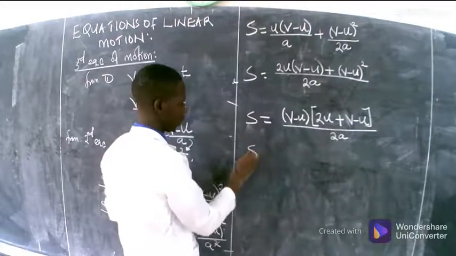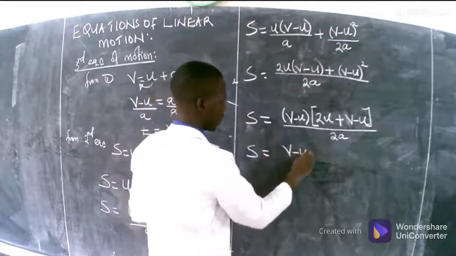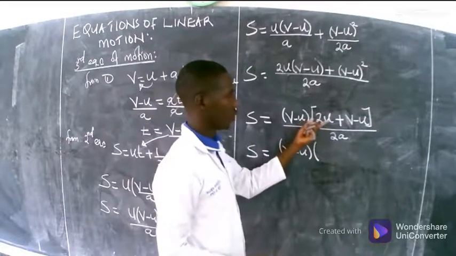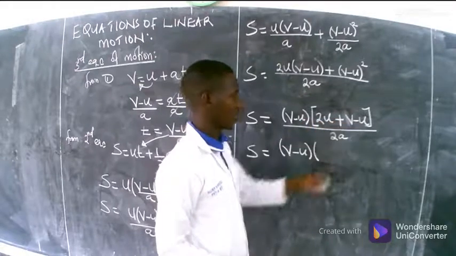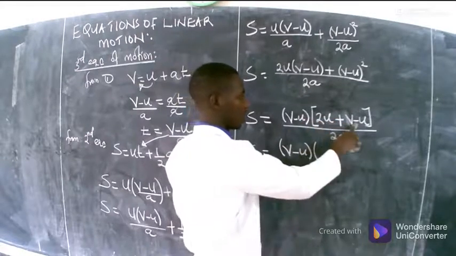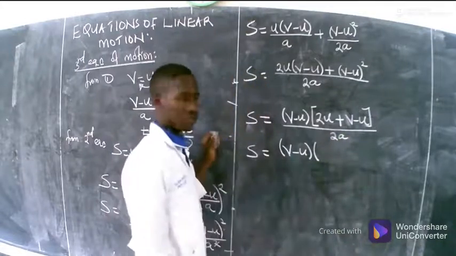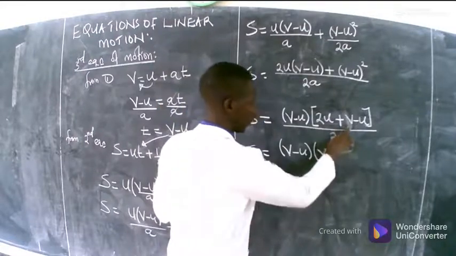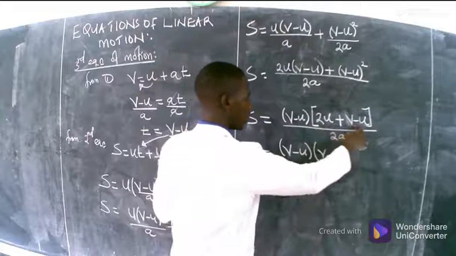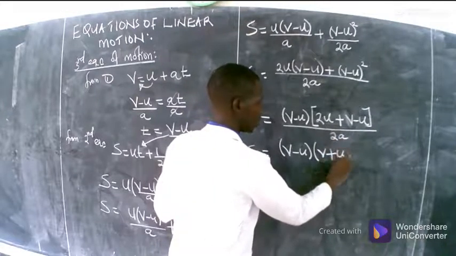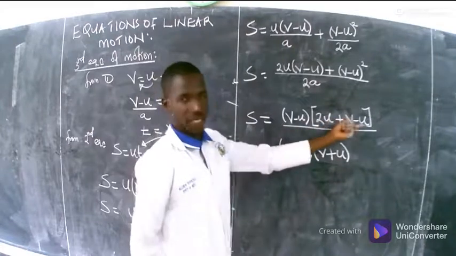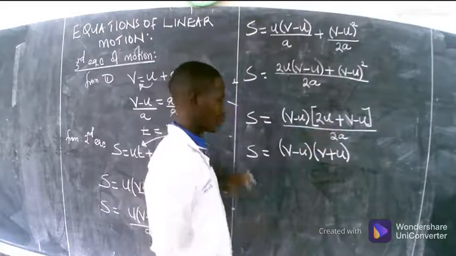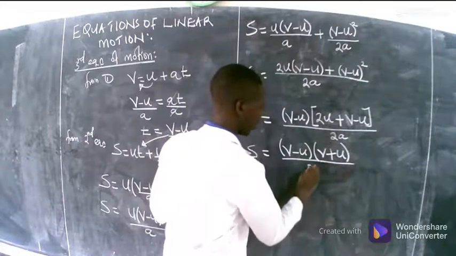So s is going to be v minus u into, now this is 2u plus v minus u. First of all, 2u will be reduced by u. So when you reduce 2u by u, you remain only with u. So here we shall have v, first of all, then 2u minus u, it is just u, positive u. Please check, 2u minus u is positive u. So it is v plus u, then divided by 2a.